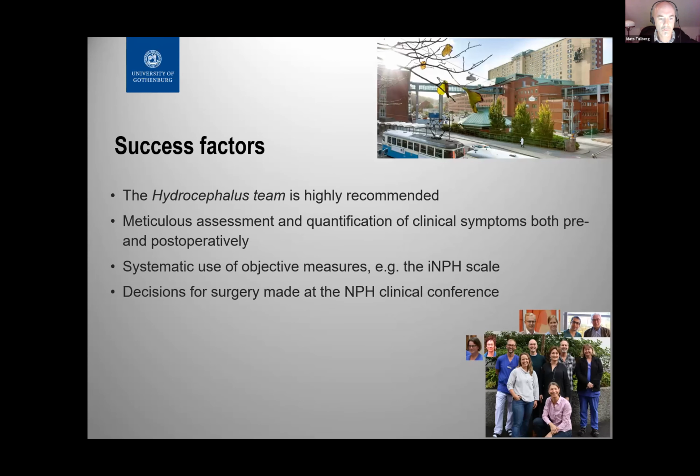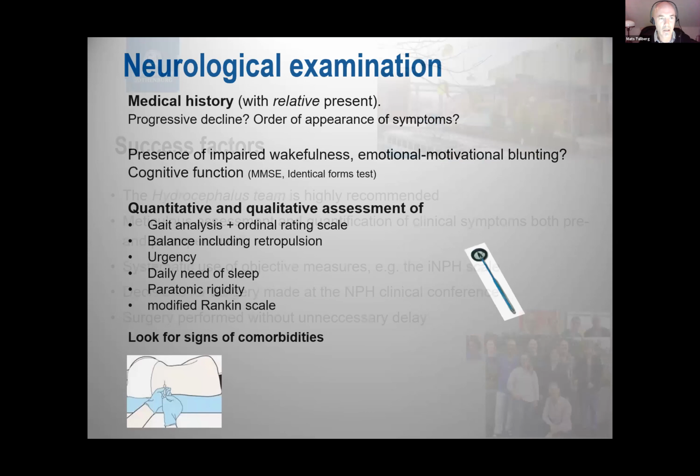We make decisions for surgery at a weekly clinical conference with the whole team present, which is also a strength, I think. And lastly, surgery should be performed without unnecessary delay, referring to the slide you showed, Lawrence. I will not touch more upon that.